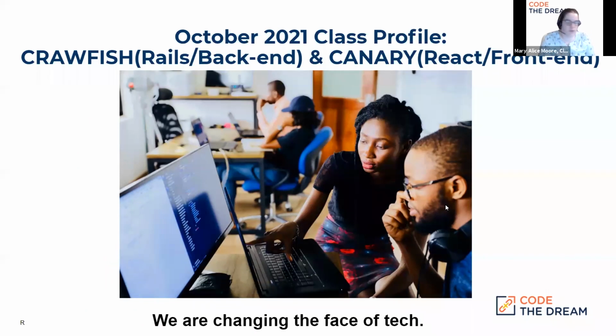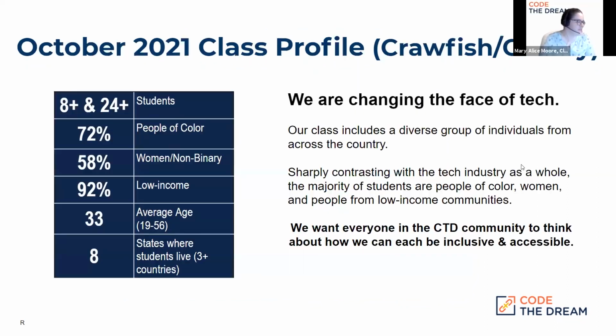Okay, so let's dive into information about your classes. Crawfish is the Rails backend class. Canary is the React front end, just to give you a reminder. The fish names are the backend and the bird names are the front end. So, what your classes are looking like currently. These numbers are actually a little bit lower because I did finally hear back from some students that were offered positions that accepted. So your final count is a little bit higher than that, but it's about 8 to 10 students. I think we're actually maybe even up to 11 for Crawfish. And then we're closer to 30 students for the Canary class.